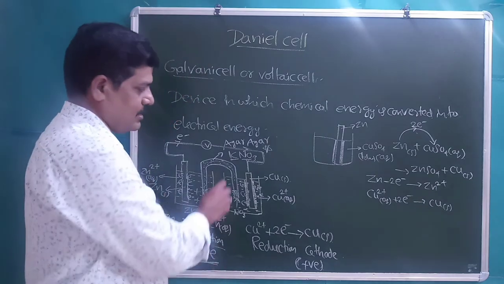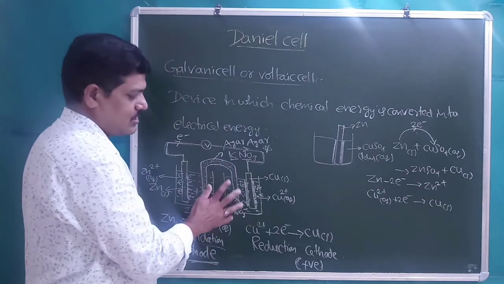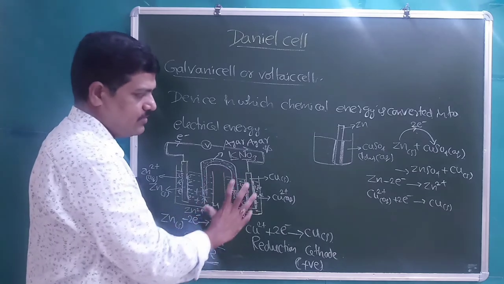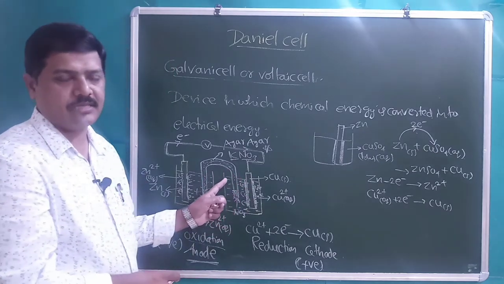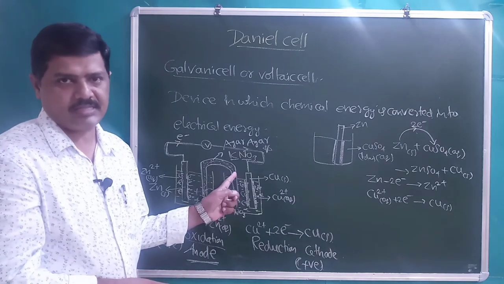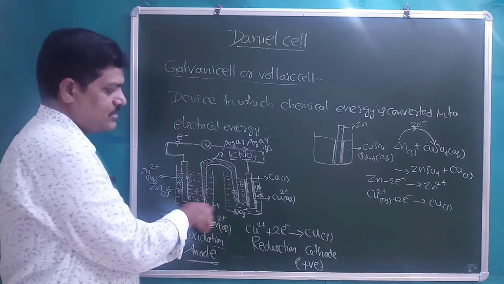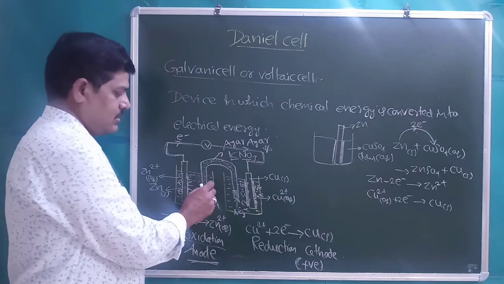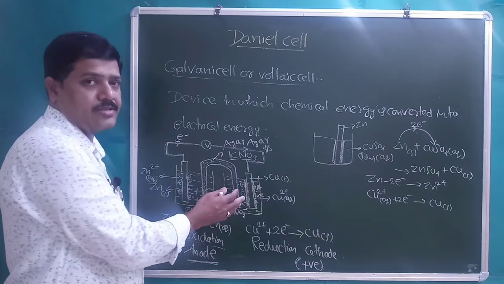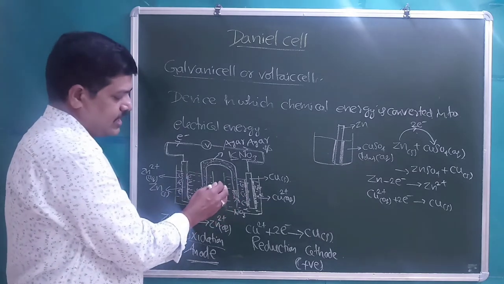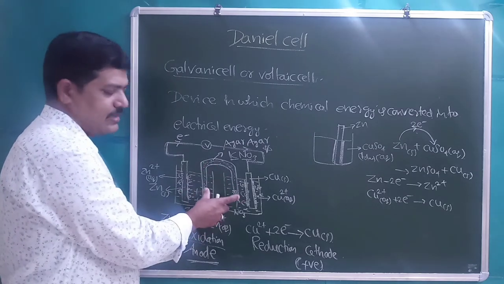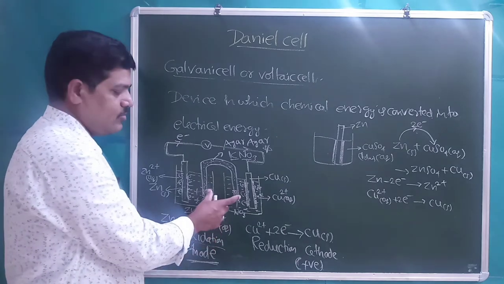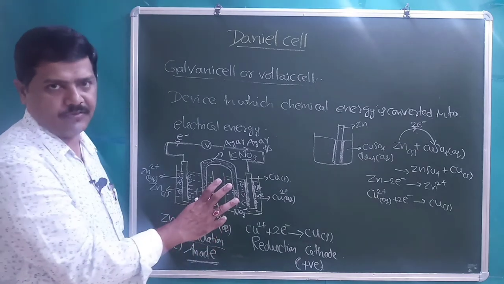Students, here the salt bridge is essential. Without a salt bridge, no galvanic cell will work. The main use of the salt bridge is that it will maintain the electrical neutrality of the cell. Even so, after some time the accumulation of ions will take place, and then no current will flow. We can say the cell has achieved equilibrium. At equilibrium, no current will flow.